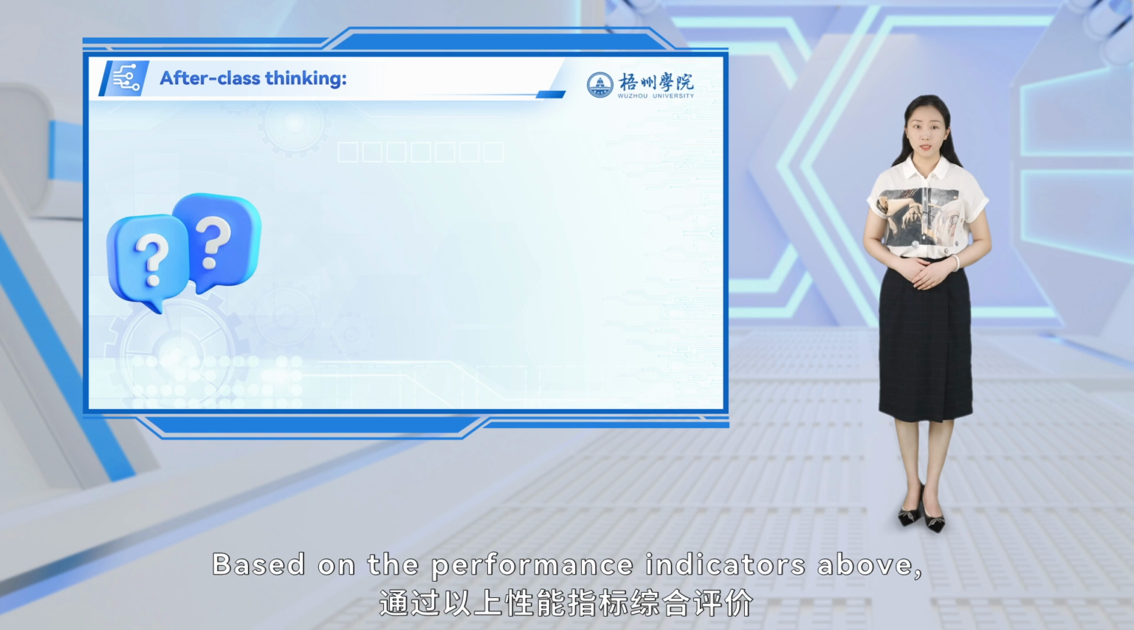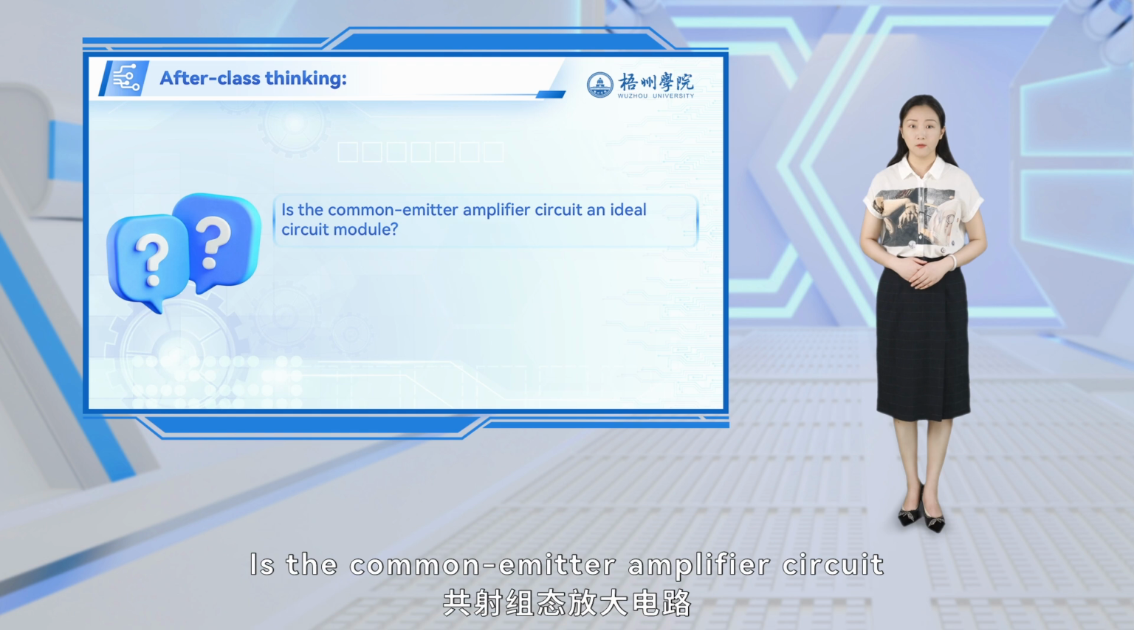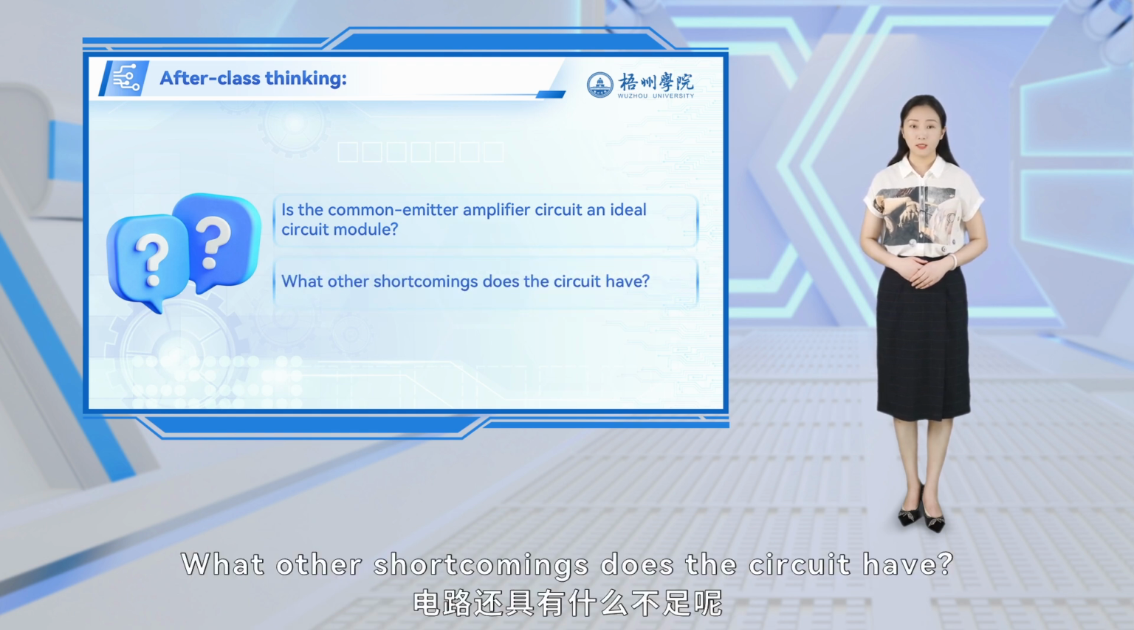Based on the performance indicators above, please think about the following. Is the common emitter amplifier circuit an ideal circuit module? What other shortcomings does the circuit have?